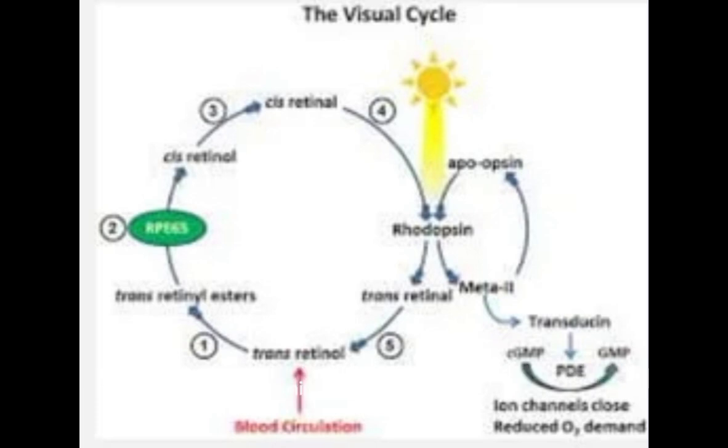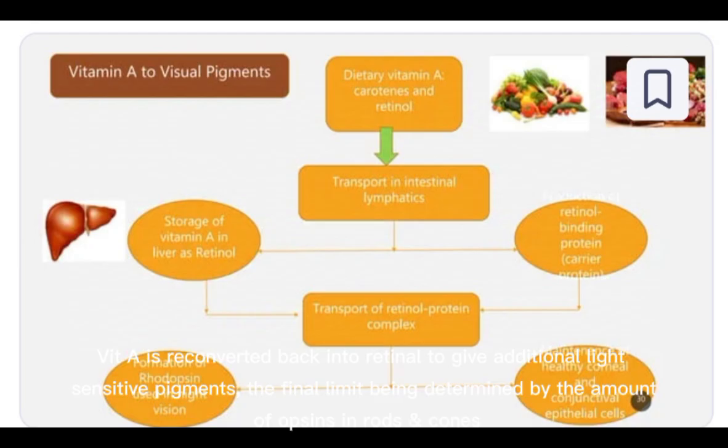Mechanism of dark adaptation. It is based on the changes in visual pigments. When the person remains in darkness for a long time, the retinaldehyde and opsins in rods and cones are converted back into light-sensitive pigments. Vit-A is reconverted back into retinal to give additional light-sensitive pigments, the final limit being determined by the amount of opsins in rods and cones.